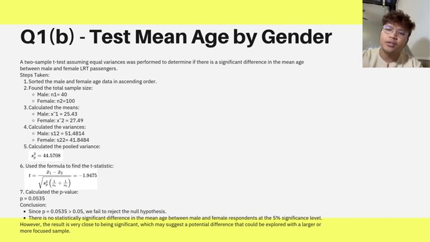So, based on this calculation, since the p-value is greater than 0.05, we fail to reject the null hypothesis. So this means that there is no statistically significant difference in mean age between male and female respondent at the 5% level. However, the result is very close to being significant, so with a larger or more focused sample, we might detect a potential difference.